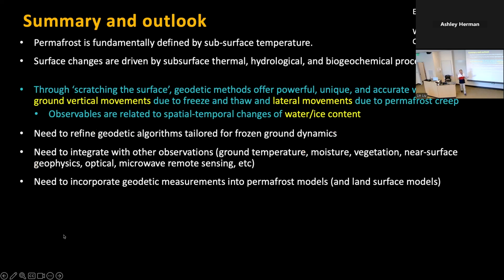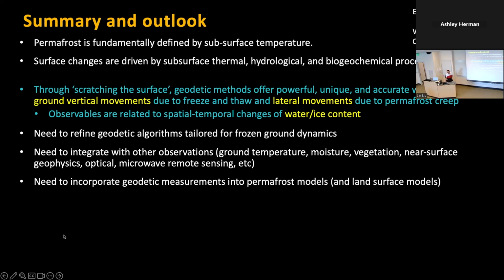Many of the algorithms traditionally defined for earthquakes and volcanoes would not work for permafrost. We still need to refine those. We still need to incorporate our knowledge of permafrost into those measurements. We still need to incorporate many other observations. I mentioned near-surface geophysics, but ground measurements of temperature are essential, as are soil moisture and vegetation, and so on and so forth.